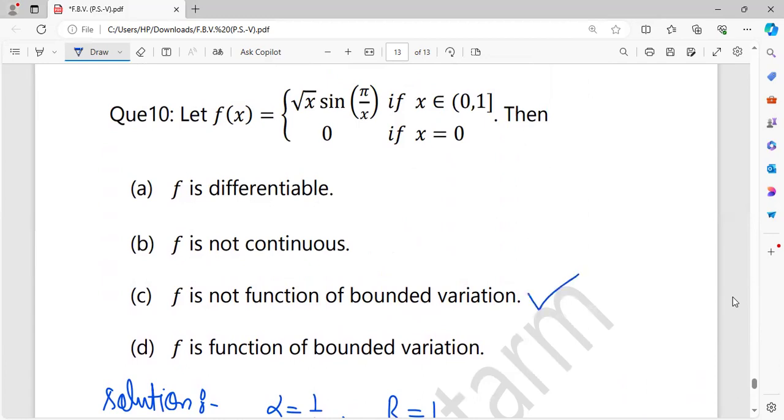So today's session is up to this. In this we have found a technique for functions f(x) = x to the power alpha cos(pi upon x to the power beta) and f(x) = x to the power alpha sin(pi upon x to the power beta), when these are functions of bounded variation. If alpha is less than or equal to beta, these functions are not of bounded variation. These functions are of bounded variation if and only if alpha is strictly greater than beta, where beta is greater than 0.